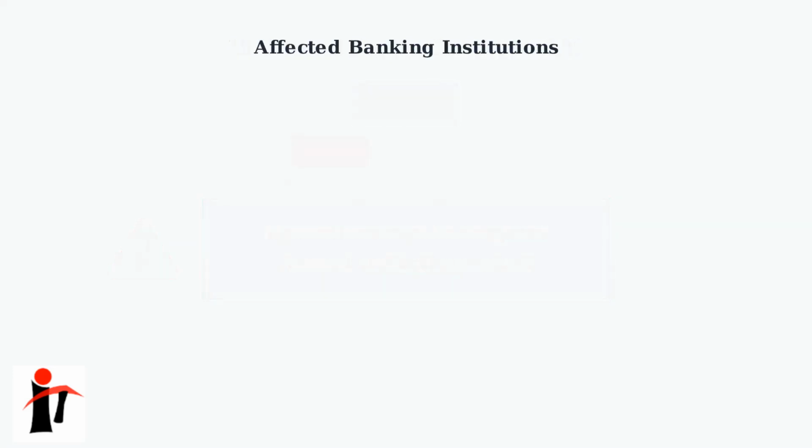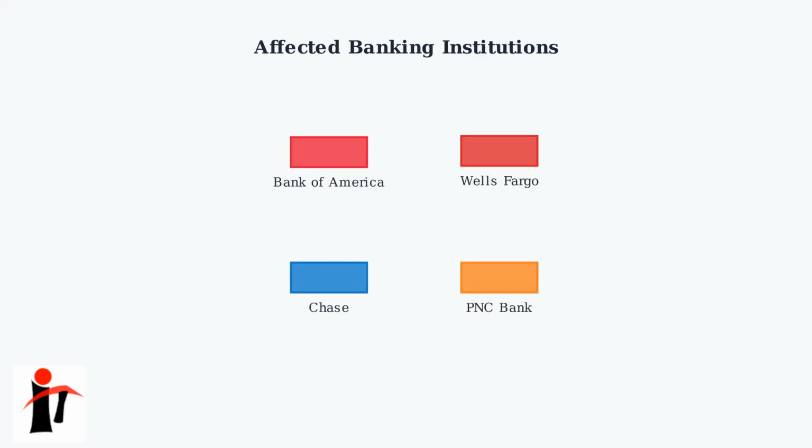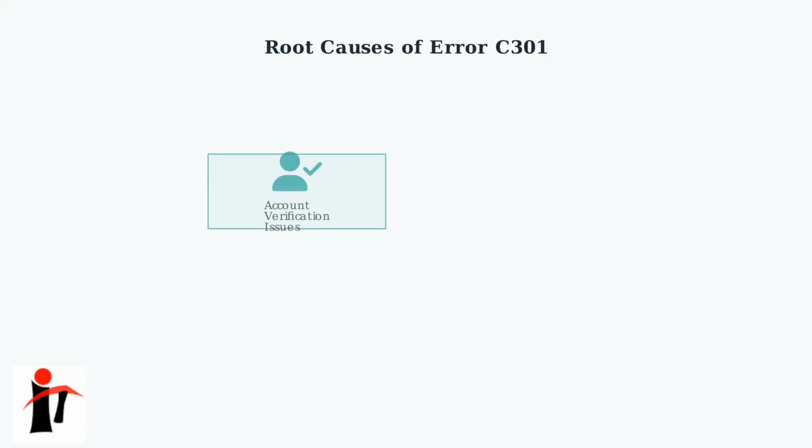Error C301 has become increasingly common across major banking institutions. The most frequently affected banks include Bank of America, Wells Fargo, Chase, and PNC Bank, with reports indicating a 15 to 20% increase in error occurrences since late 2023. The root causes of Error C301 fall into several categories.